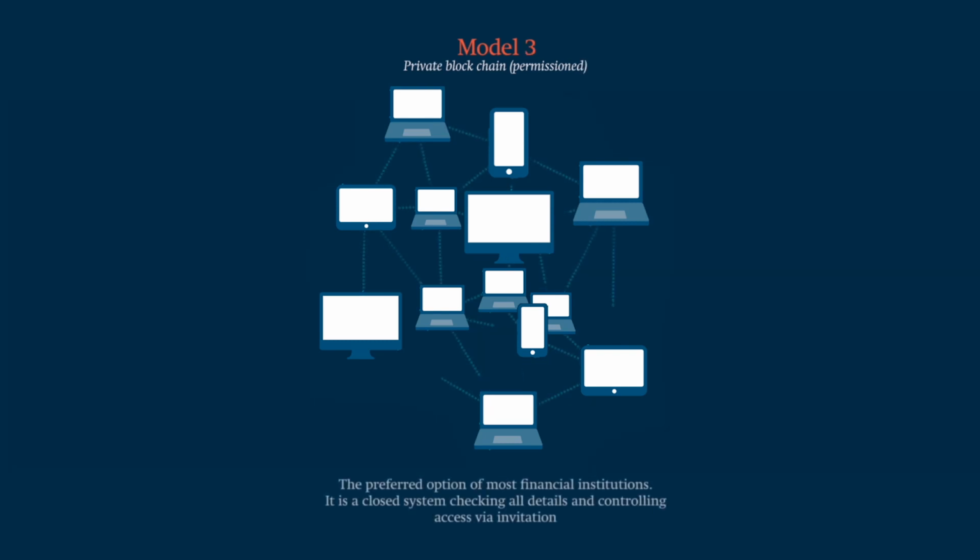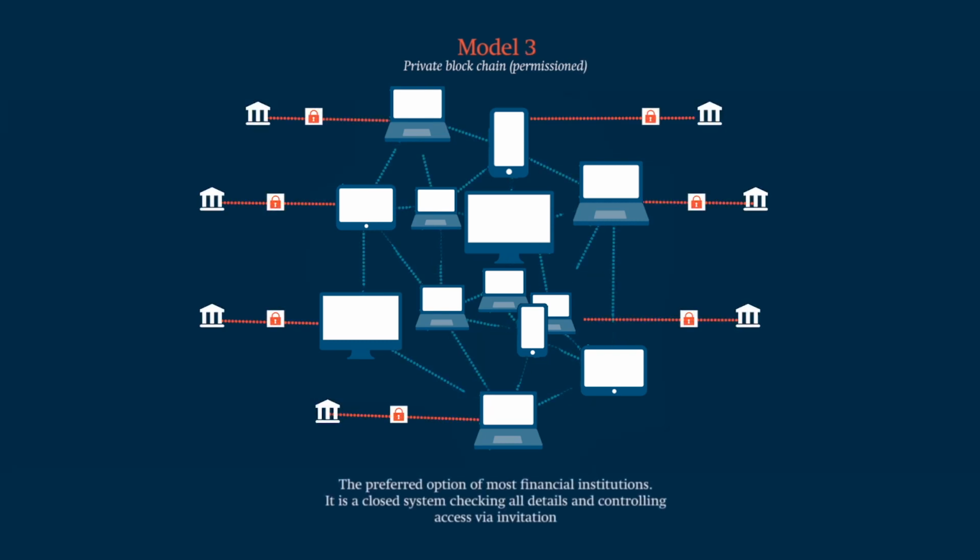By contrast, Model 3 shows a private blockchain or a permissioned distributed ledger. These are private and the participants will know each other. Transactions are still verified and collected into blocks, but this kind of ledger is governed by rules agreed in advance by the participating parties and does not rely on mining.